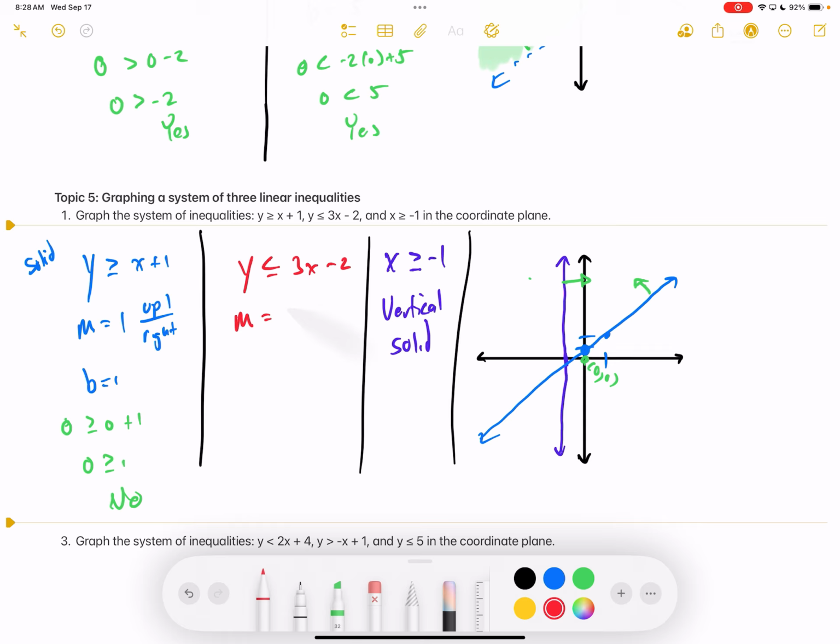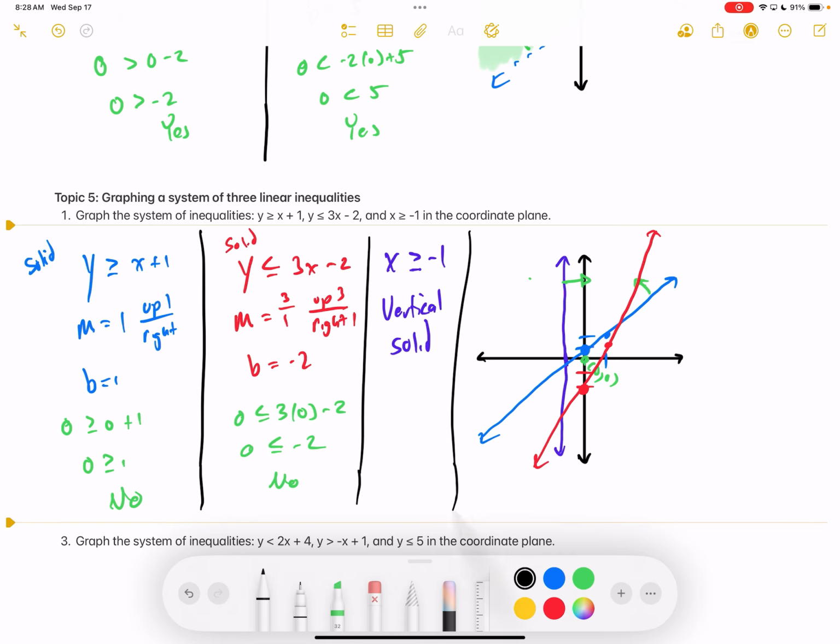So here, my red one, my slope is 3 over 1. That would be up 3 to the right 1. And my y-intercept is -2. So I start at -2, and I go up 3 to the right 1. This one is a solid line. To shade on this one, again, you plug in 0, 0, because 0 does not go through that line. Is 0 less than or equal to -2? And that is no, right? 0 is not less than or equal to -2. So I need to shade away from 0, 0, which would be this side.